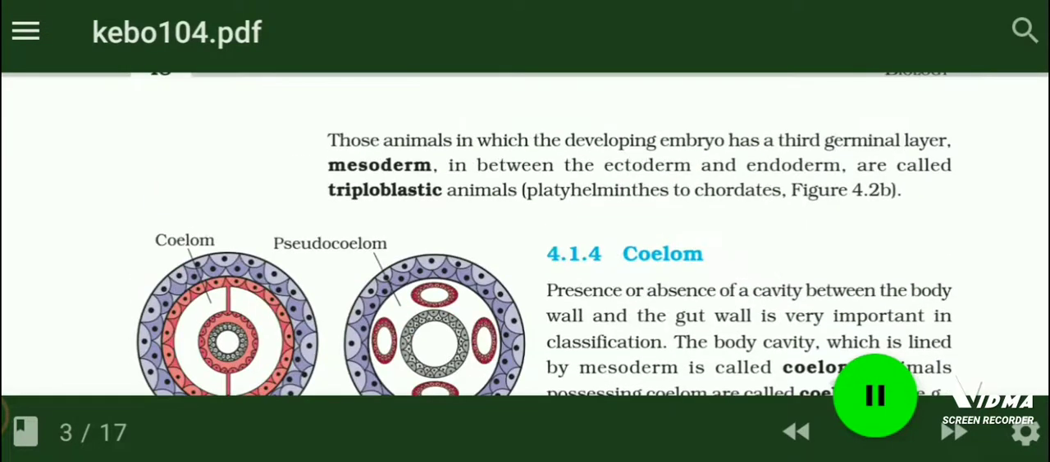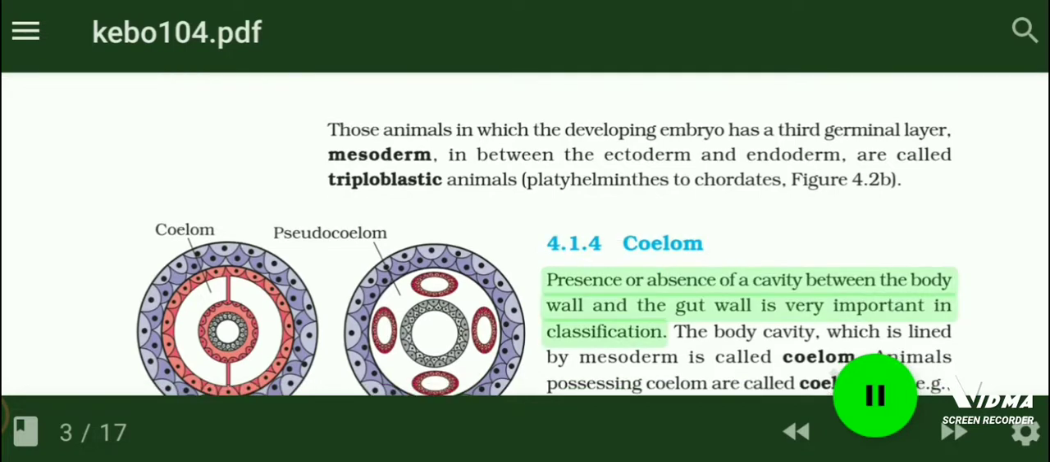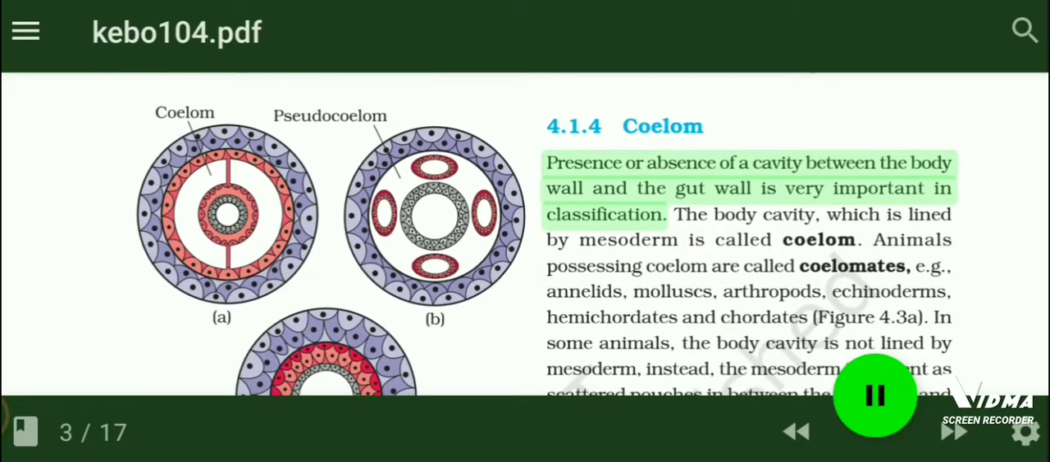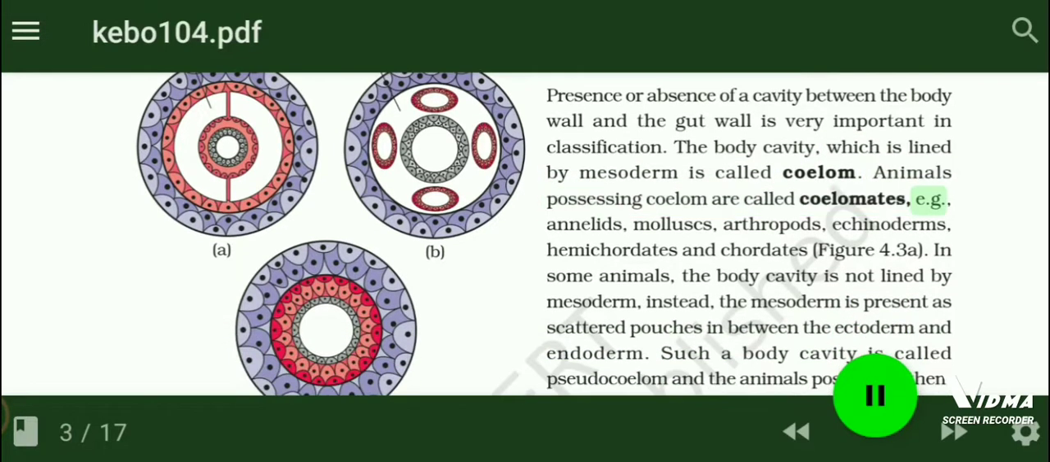4.1.4 Coelom. Presence or absence of a cavity between the body wall and the gut wall is very important in classification. The body cavity, which is lined by mesoderm, is called coelom. Animals possessing coelom are called coelomates, e.g., annelids, mollusks, arthropods, echinoderms, hemichordates and chordates, figure 4.3a.